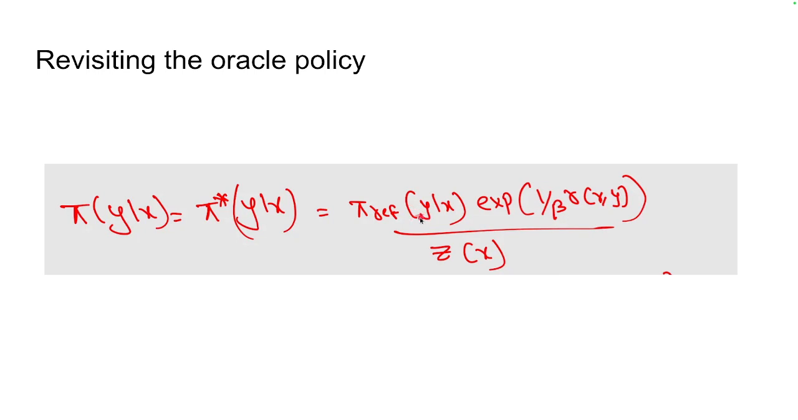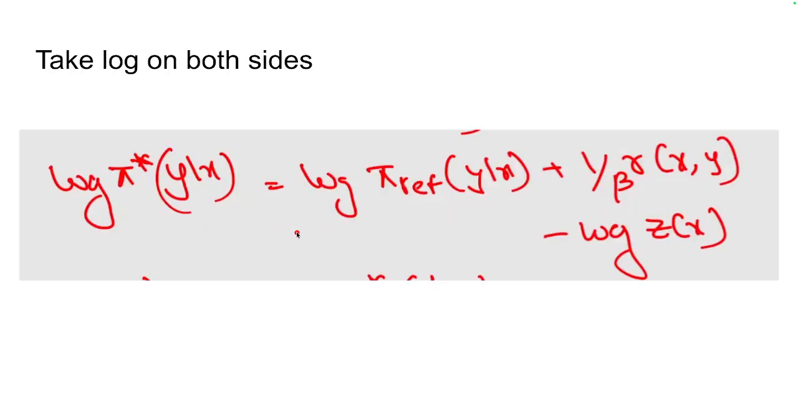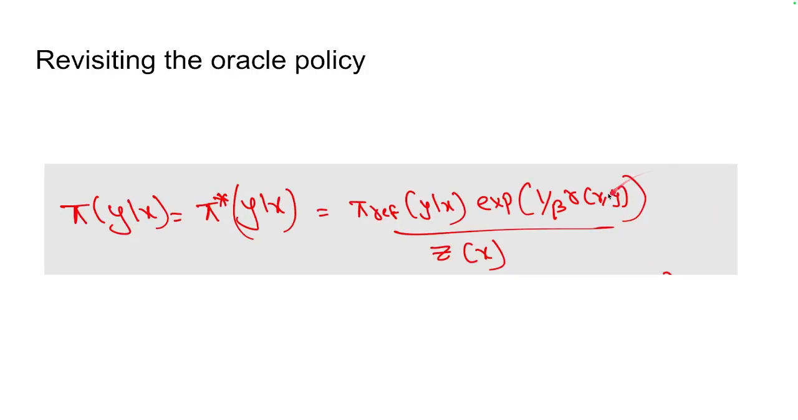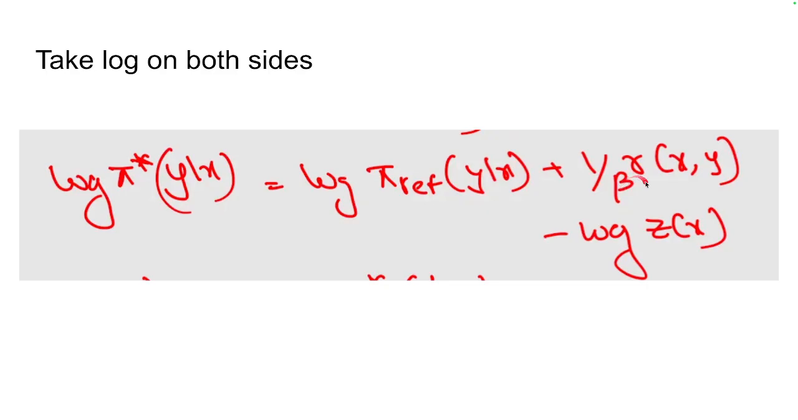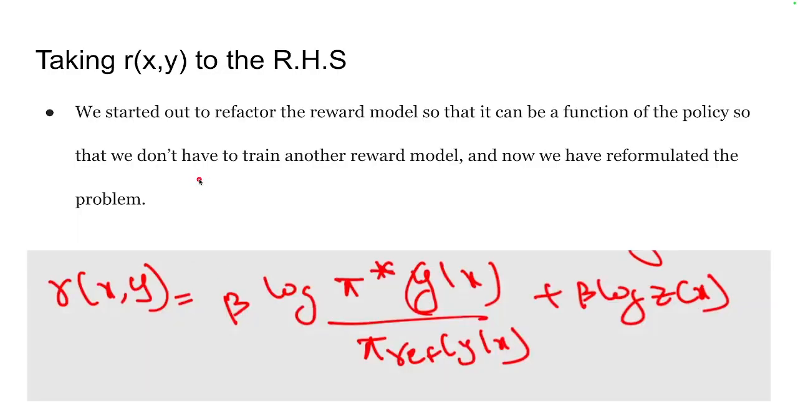So you have pi star x, you have pi ref, and in the denominator you're generating all possible responses from pi ref x, and this is your reward. So this is the oracle policy. Now let's take log on both sides. On the LHS you have log pi star x, and this is your reference policy. If you take log here, this is log of pi ref x minus log of zx, plus, because the log of an exponent gives you back the value, you get plus 1 by beta r x comma y minus log of zx. So you got this after taking the log of the oracle policy.